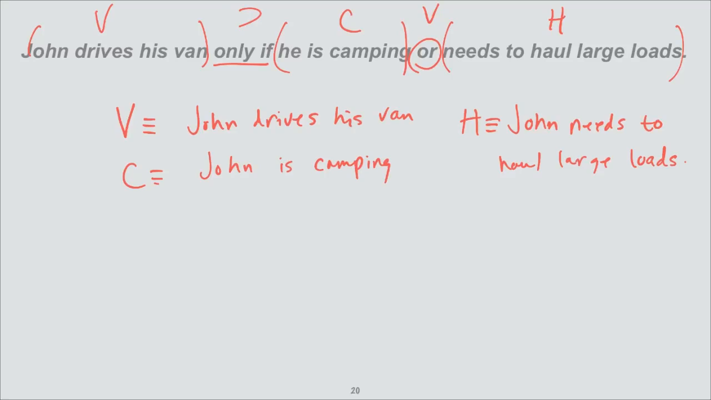So in this case, I would say if John drives his van, only if, in this case is the horseshoe statement, he is camping or he needs to haul large loads. So if John drives his van, then he is either camping or he needs to haul large loads. So again, if you're wondering, the only if doesn't change the order, right? What follows the if is always in the antecedent unless there is an only in front of it. So in this case, we don't change the order. So the correct translation for this would be if V, therefore C or H.